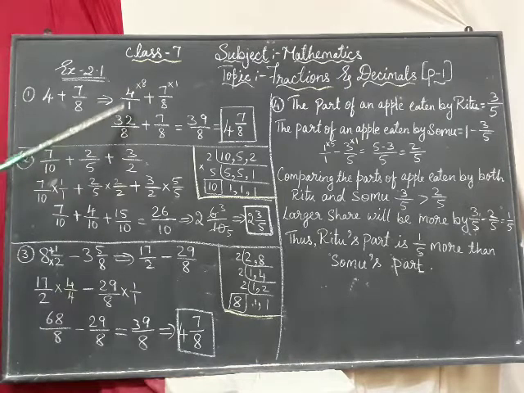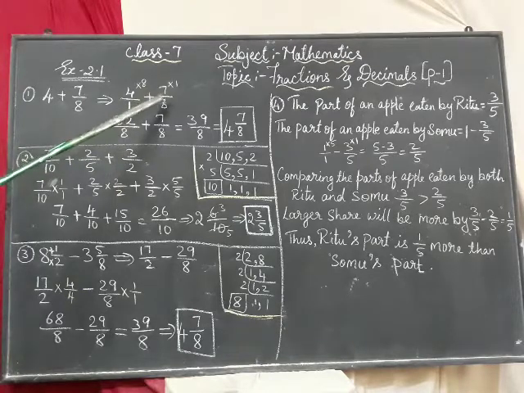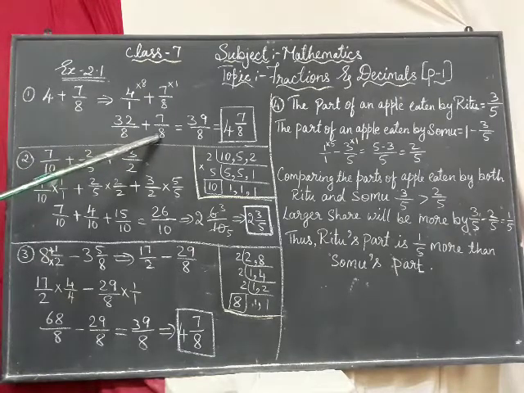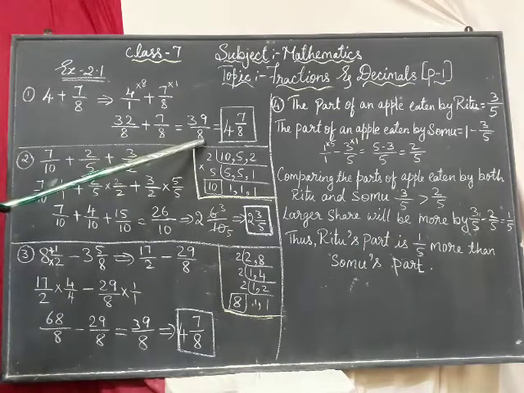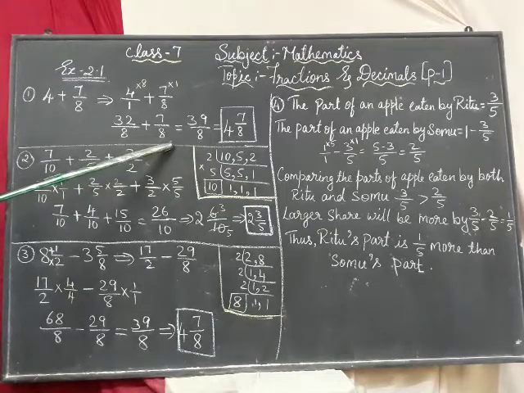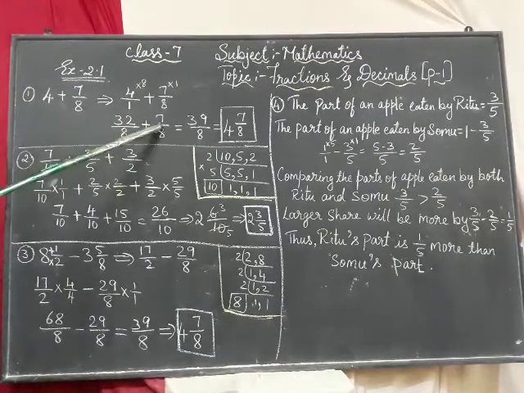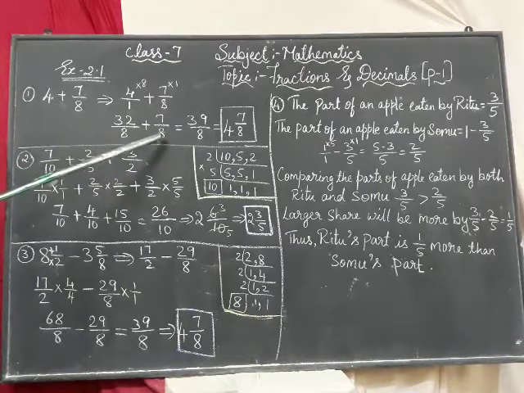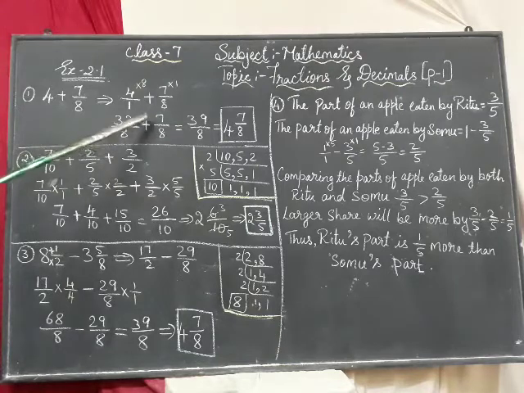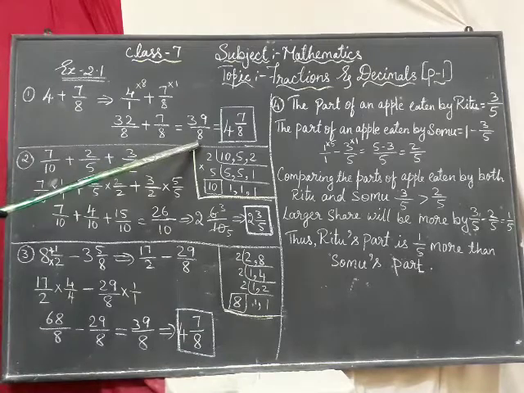What happens now? 4 8s are 32, 1 8s are 8. 7 1s are 7 and 8 1s are 8. Now you can see both the denominators are same. They change into like fractions. So once the denominator is same, we will write as it is. We will not add up the denominators. We will just add the numerators. Okay? We should make the denominators same and add the numerators. That is 32 plus 7 will become 39 and the denominator as it is, that is 8.